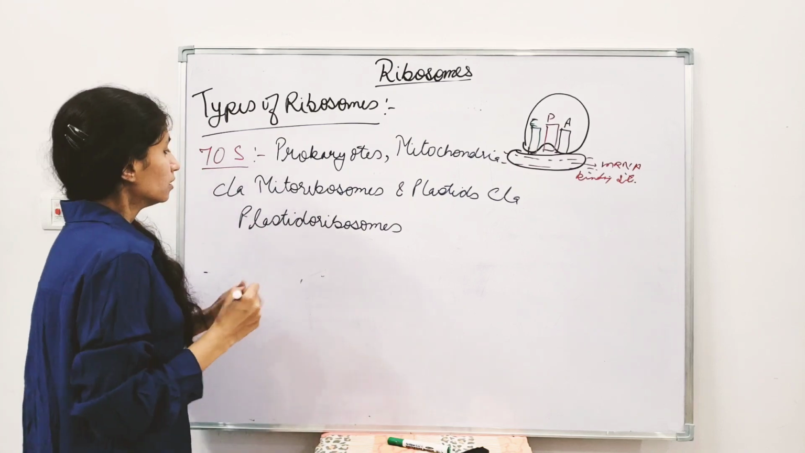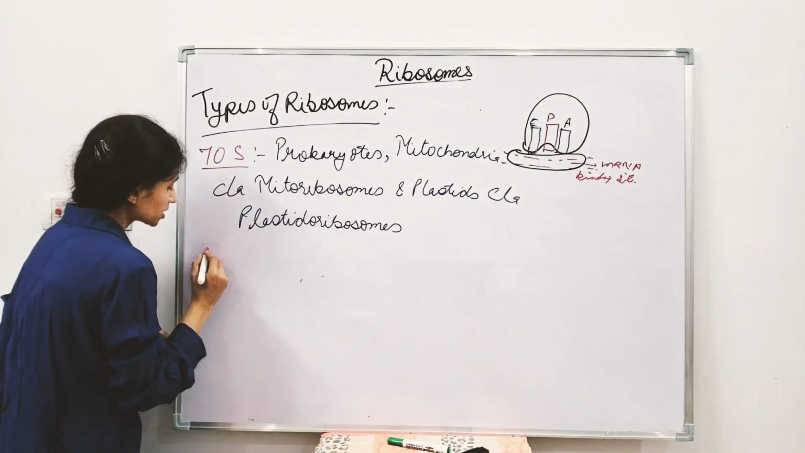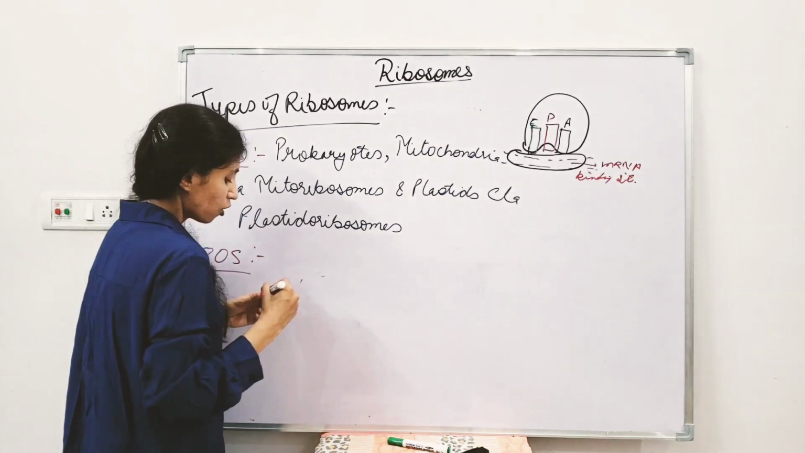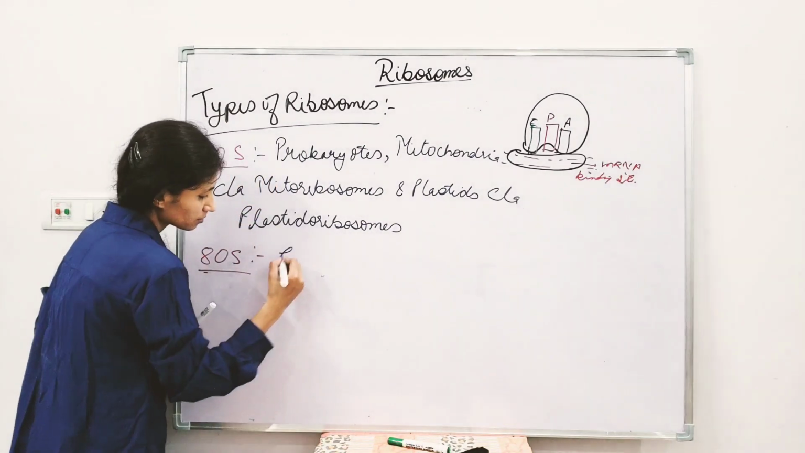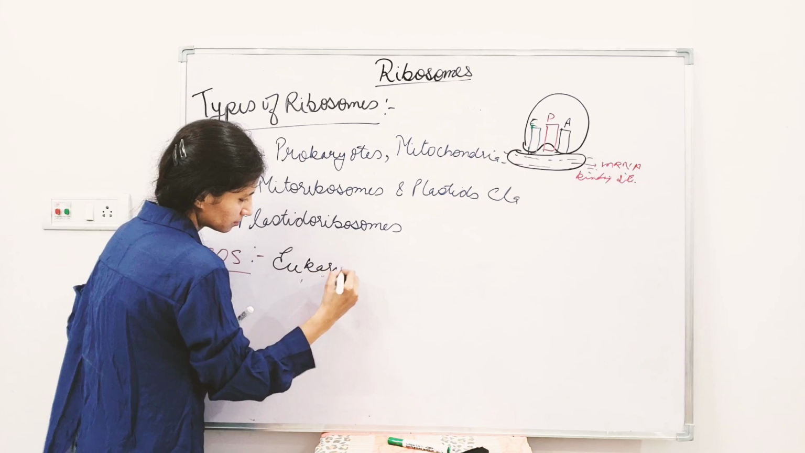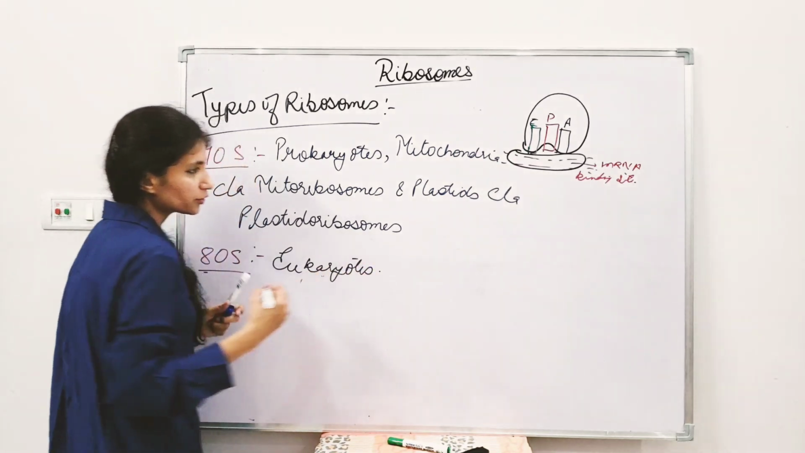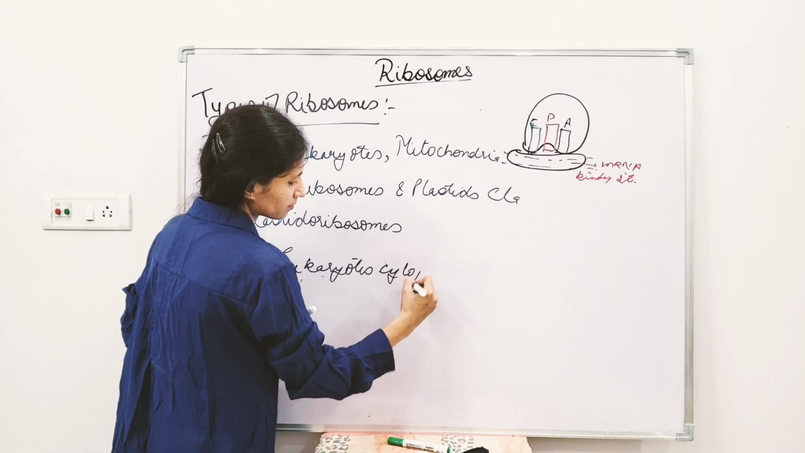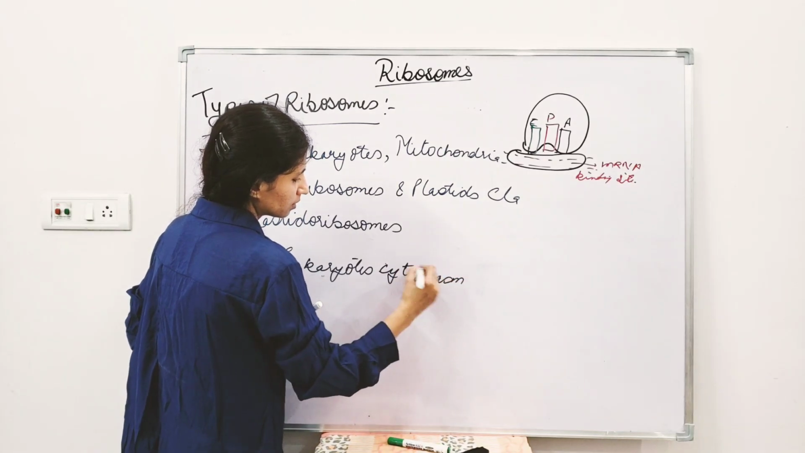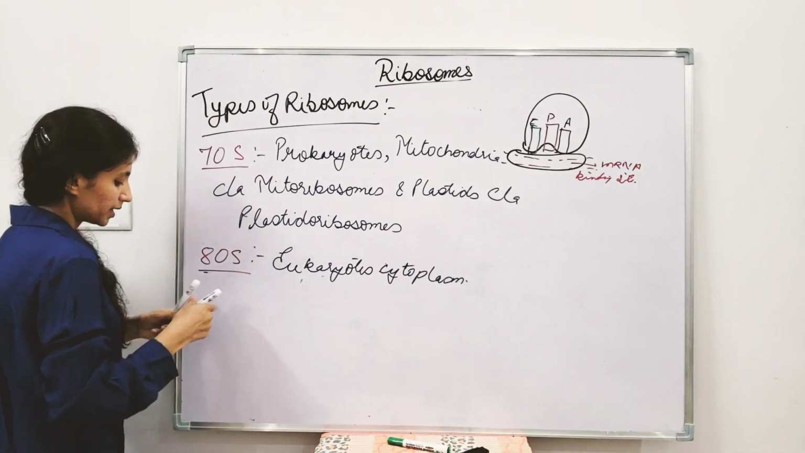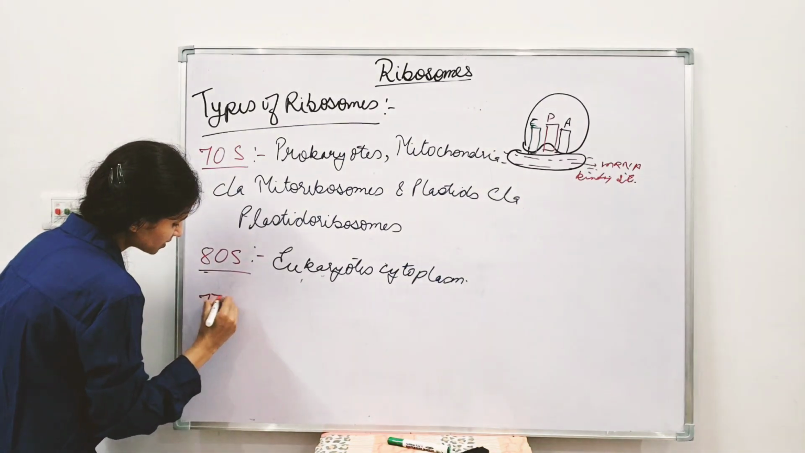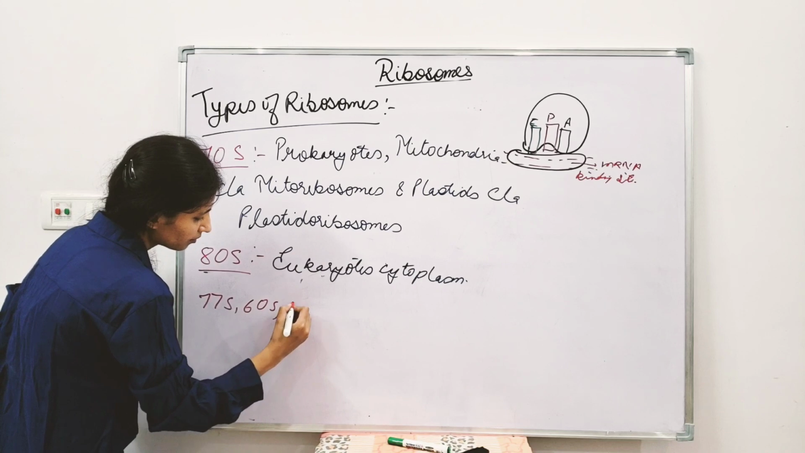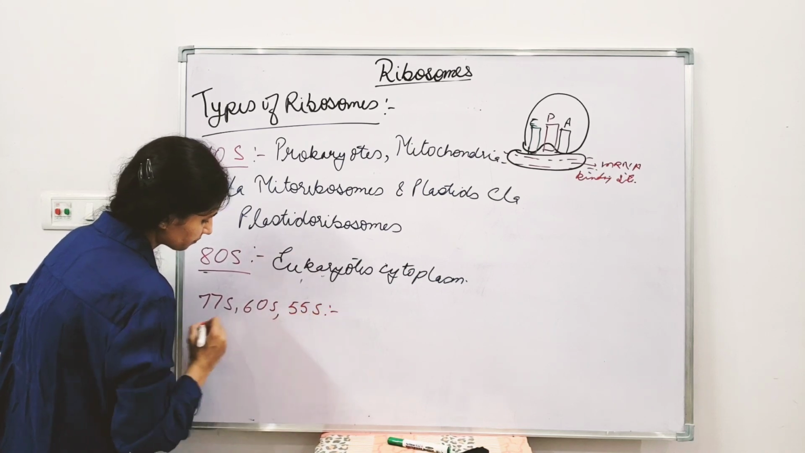Now the next one is the 80S ribosome. We will find the 80S ribosome only in eukaryotes, only in the eukaryotic cytoplasm. Next are the 77S, 60S and 55S ribosomes.